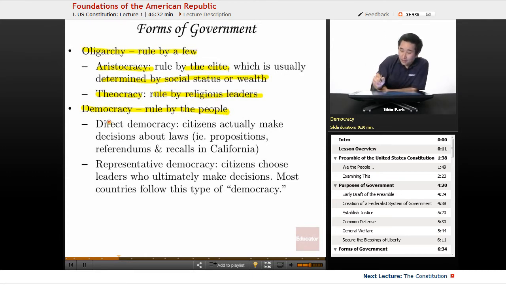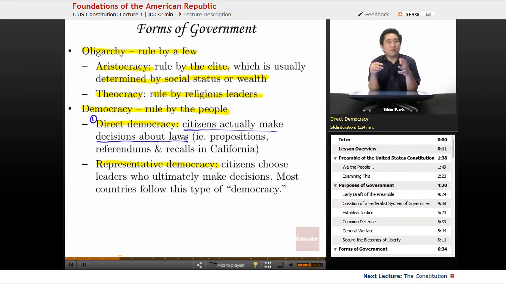And there are two different types of democracy: direct democracy and representative democracy. So what is that? Direct democracy is where the citizens actually make decisions about laws. This is the type of democracy where if there are 10 people, all 10 people decide. With a small group of people, that might be fine and good. But what if you have 10,000 people? What if you have 10 million? Then direct democracy becomes very inefficient and pretty ludicrous.